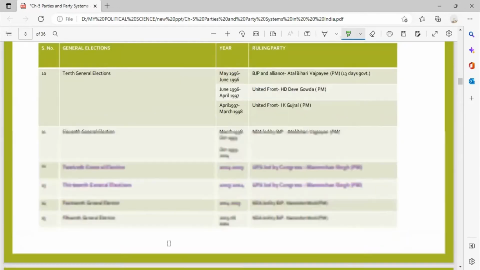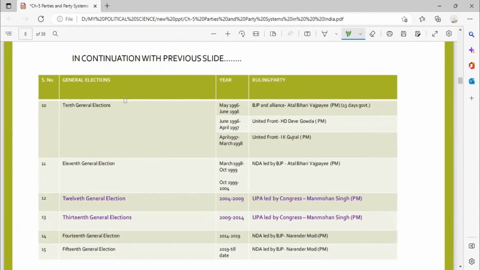Now, after that, what happened? After the 9th, in the 10th general election, once again a BJP alliance came. Atal Bihari Vajpayee became the PM for 13 days. He could not prove his majority, and his government was withdrawn from power. After that, the United Front government was formed. H.D. Deve Gowda became the PM for a very brief period, not even one year, and then in the United Front government, I.K. Gujral became the prime minister. Here also, they could not succeed.